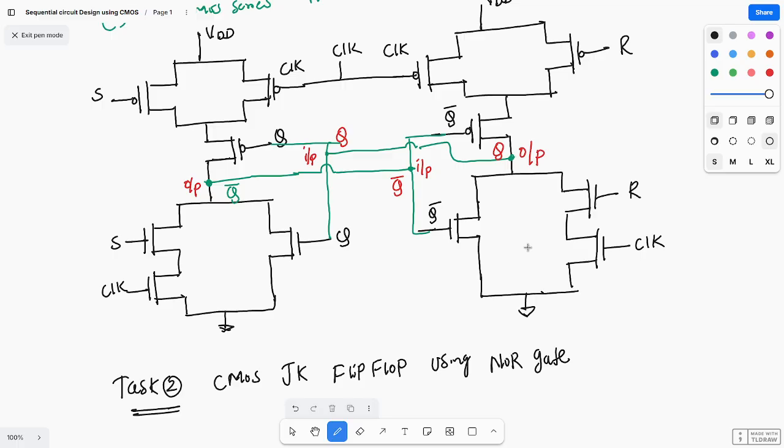With this, we completed the realization of combinational circuits, realization of universal gates, AND gate, NOR gate, realization of Boolean expressions, and realization of sequential circuits, those are latches and flip-flops, by using CMOS circuits.